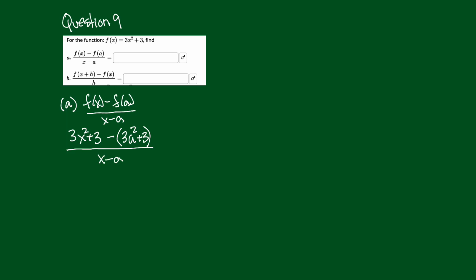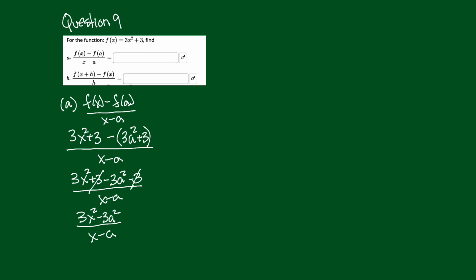All right, now let's simplify this numerator. We'll get 3x squared plus 3. Take the minus sign through. Minus 3a squared minus 3 all over x minus a. Now, plus 3 minus 3, that cancels. And I'm left with 3x squared minus 3a squared over x minus a. But it's a fraction. You always have to ask yourself, can I reduce it?